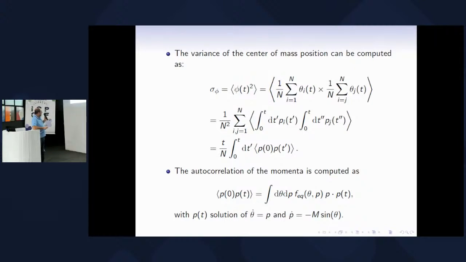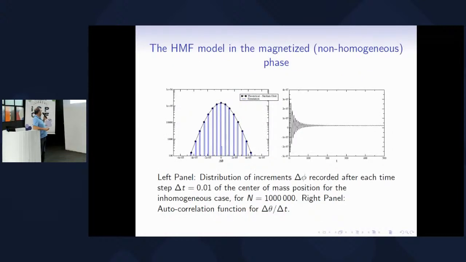Okay, and I compute this autocorrelation of p of t by solving simply the mean field equation, which is exact for this system in the thermodynamic limit. The derivative of theta is p, and the derivative of p is the force, which in this case is minus m sine theta, for a symmetric function, because in this case we don't have the magnetization with a well-defined orientation.